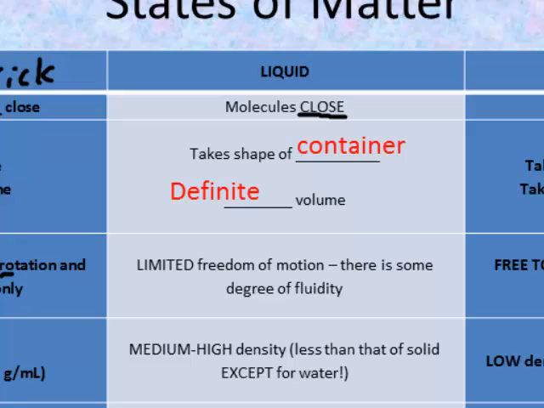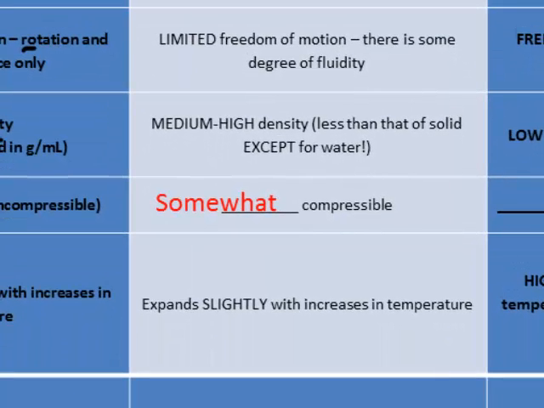The density of liquids is called medium-high. It's less than solids, except for water. Water's kind of the keynote. But generally, liquids sit on top of solids. Then liquids are somewhat compressible. You can take that 5 milliliters of water and compress it really, really hard, and you might be able to get down to 4.5 milliliters of water.